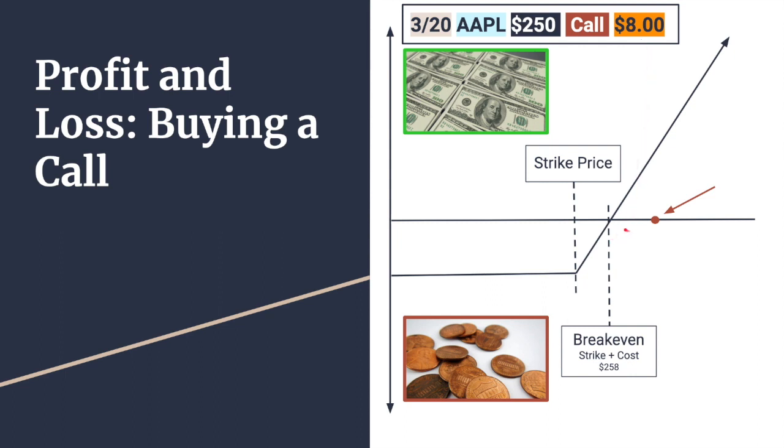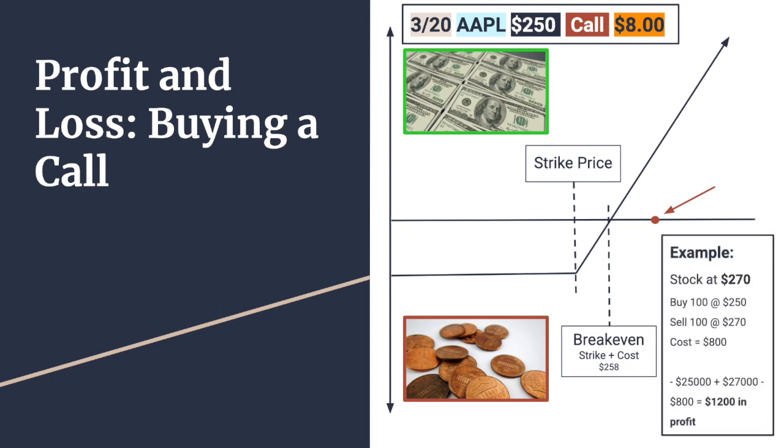We have a potentially infinite maximum gain, depending on how high the price of the stock is at our expiration. Let's do a sample calculation. Okay, the stock's at 270, so that is above our break-even price. For a call, the break-even is the strike plus the cost. If you can't understand why, we're going to go over that in a second.